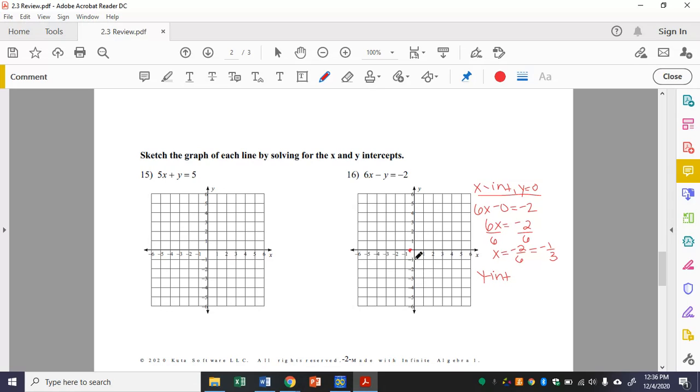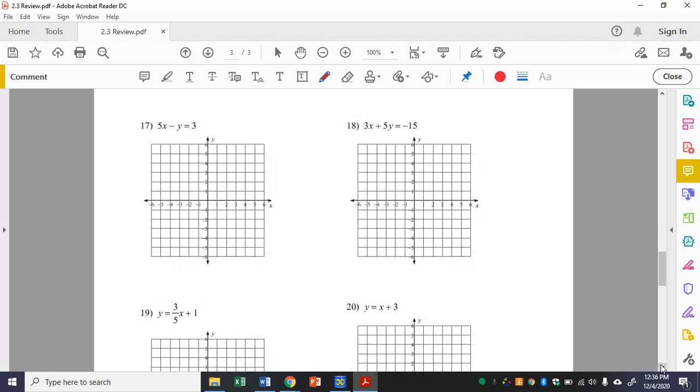That means I'm crossing my y-axis, and if I cross my y-axis, my x value is equal to 0. So I'm going to plug in 6 times 0 minus y equals negative 2. I know 6 times 0 is 0, so negative y equals negative 2, which means I can multiply by negative 1. I'm just going to end up with y is equal to 2. Okay. And then I can go ahead and graph my line here.